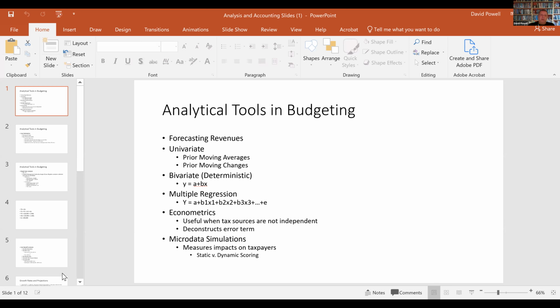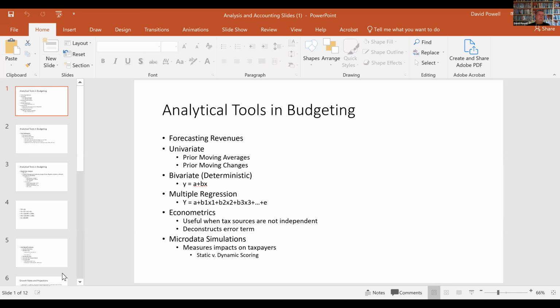I kind of want to shift gears. I know we spent over an hour talking about budget formats, and now we're going to completely shift gears and talk about budget analysis. But I think it's important that we talk about budget analysis with an eye on the purpose of why we're analyzing the budget.